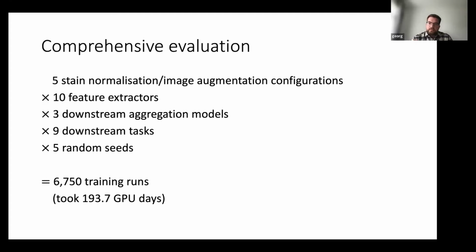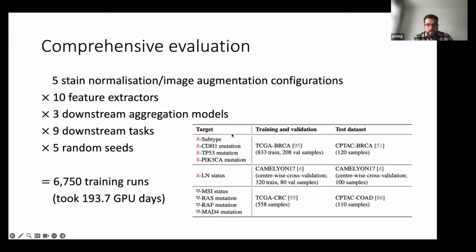I should emphasize that the feature extractors and all that are frozen. Yeah, so we looked at 10 feature extractors, 3 downstream aggregation models that I mentioned earlier. We considered 9 tasks, which I list here. So we looked at 4 tasks in breast cancer, where we predict subtype and 3 mutations. And here we train on TCGA breast cancer and evaluate on an external dataset, CPTAC.